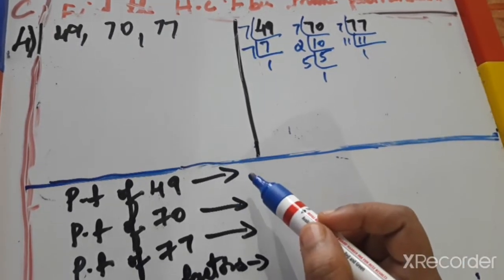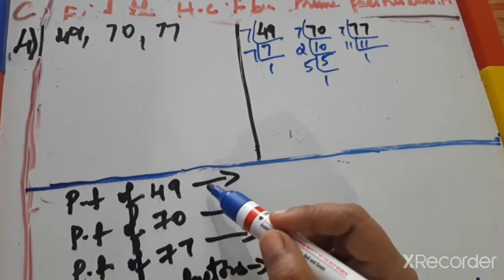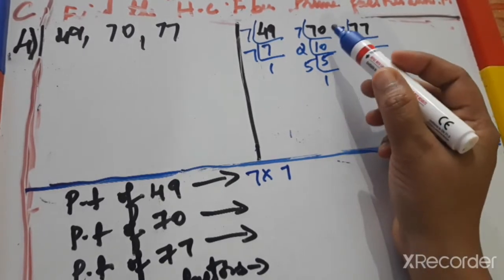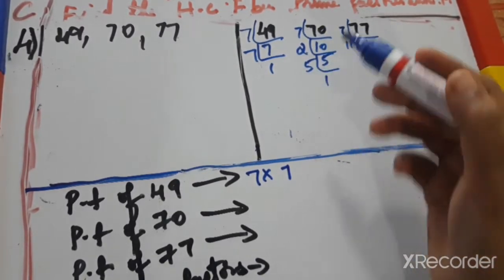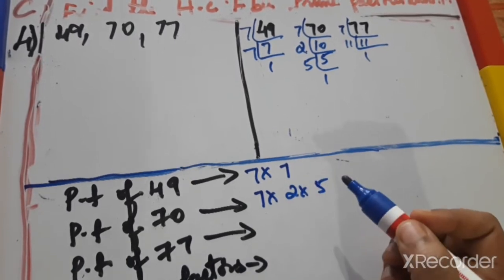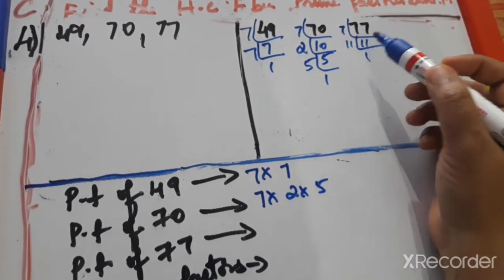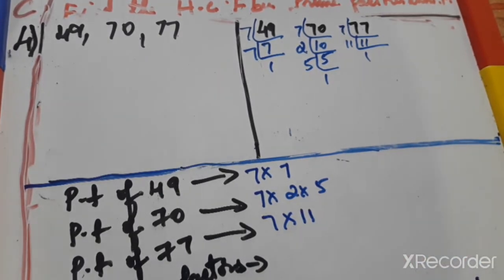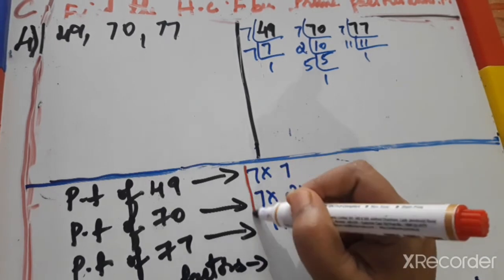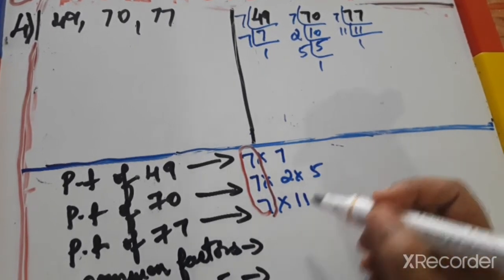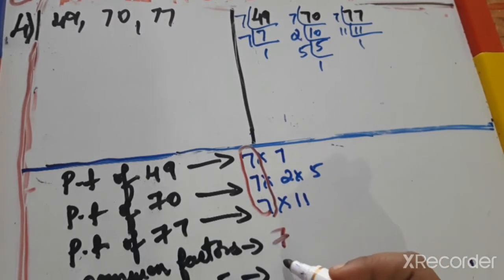Now the prime factorization of 49 is 7 into 7, and 70 is 7 into 2 into 5. Then 77 is 7 into 11. Now, which is the common factor? 7. Only 7 is a common factor. Therefore the HCF is 7.